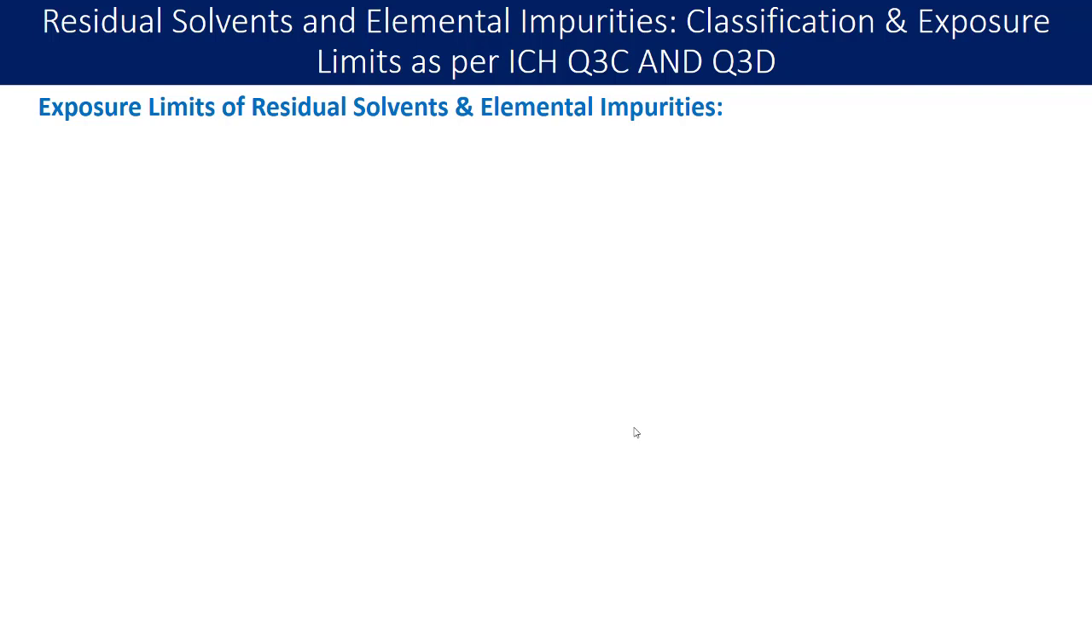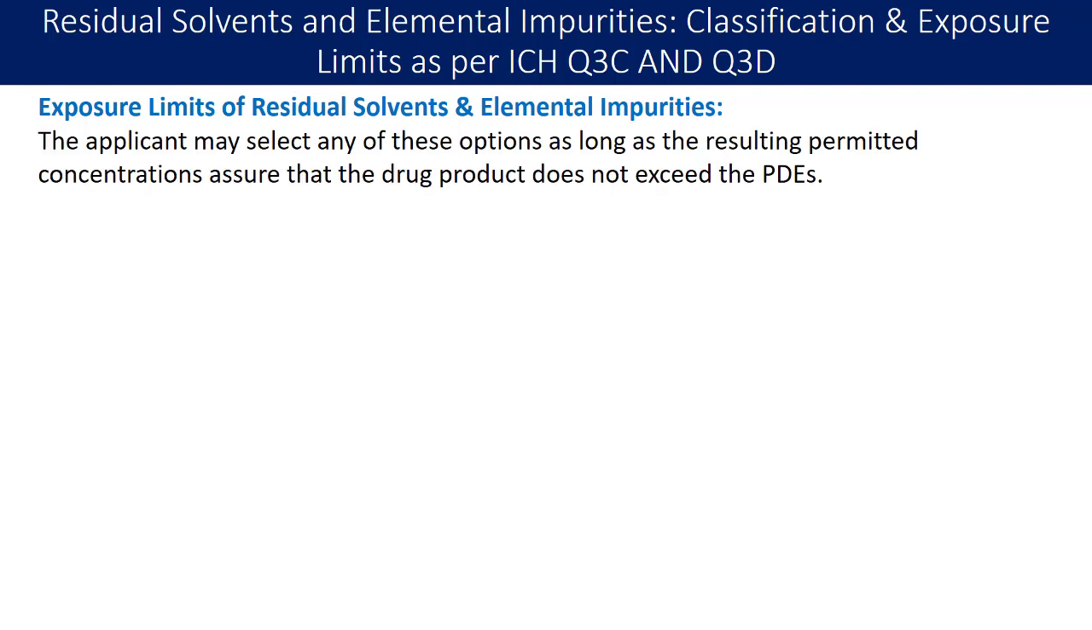Let us now try to understand how to define their limit, how to define their concentration in the drug product, maybe in terms of microgram per gram or ppm. We especially like to express the concentration in terms of ppm. So ppm is nothing but microgram per gram. The applicant may select any of those options as long as the resulting permitted concentrations assure that the drug product does not exceed the permitted daily exposures.